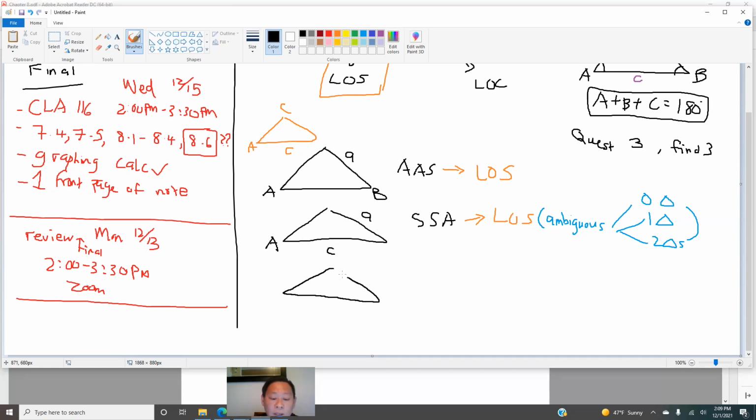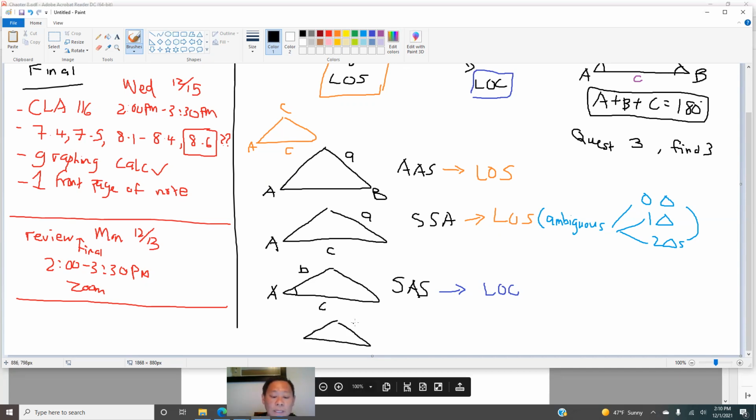If a question provides you a side angle side, it means they give you a side here and an angle and a side. So the 2 sides have to form the angle. This is called a side angle side. This uses law of cosine. And the last one is if a question gives you all 3 sides, SSS, you also use law of cosine.